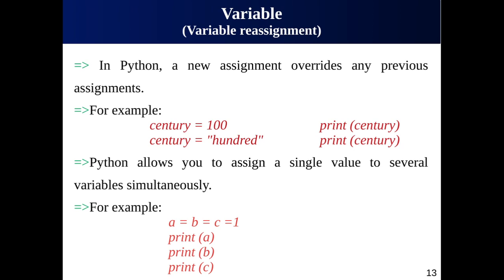So in this case, an integer value is assigned to the variable A and then to the variable B and also to the variable C simultaneously. And values of these variables are then displayed with the print function.